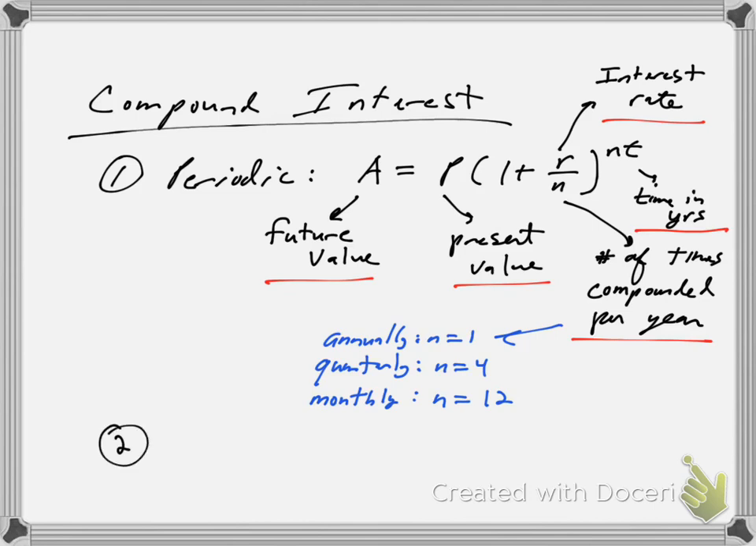Okay, then we have something called continuous compounding. Okay, so periodic compounding is when it's compounded so many times a year. Continuous is what you'll actually see in the directions. It'll use the word continuous instead of something like quarterly or semi-annually or monthly. So continuous compounding is A equals P times E to the RT. Okay, E is the natural number. Okay, E is the number like pi.